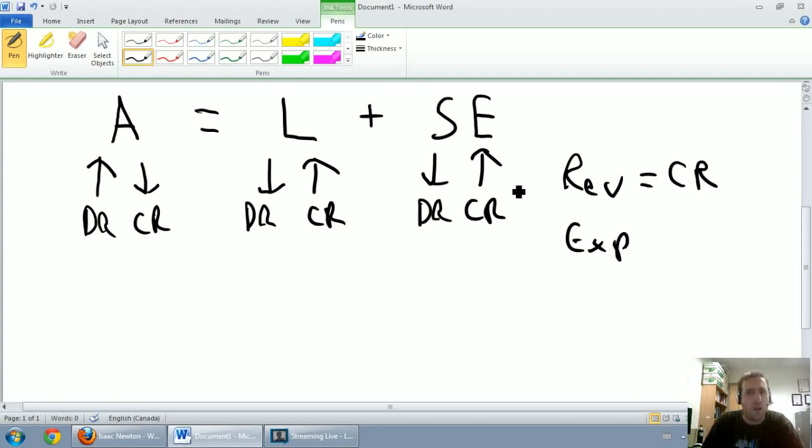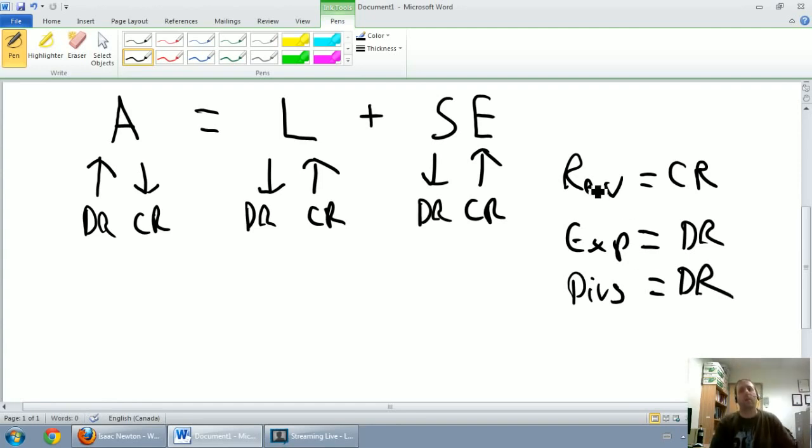Similarly, expenses always hurt shareholders' equity. Shareholders' equity always goes down when there's an expense. So expenses are generally debits. In a similar vein, dividends, that's short for divs, make shareholders' equity go down always. Dividends always take a debit. So these are the rules of debits and credits, but let's see how they apply.